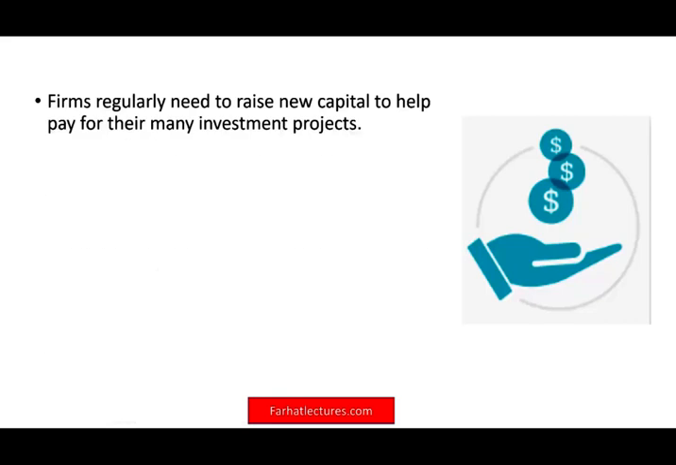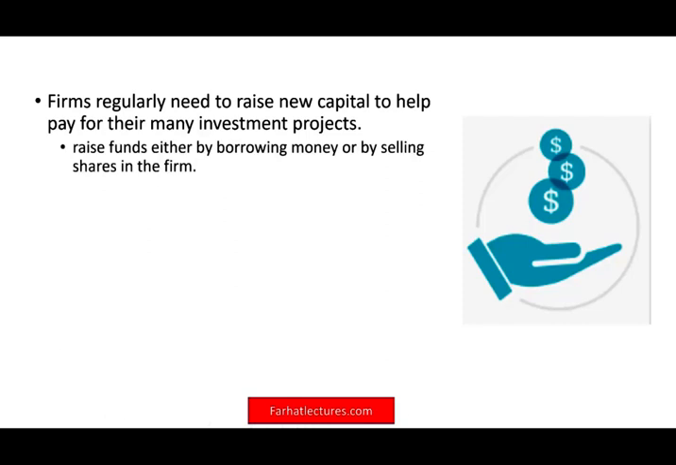Let's go ahead and start by looking at the need for money. Obviously, each firm, whether it's small, large, medium, private, public, they need money. So firms need to raise capital to help pay for many investment projects. You're going to make a profit, but that may not be enough to expand. Therefore, you need to raise funds by either borrowing money or selling shares, selling stocks.